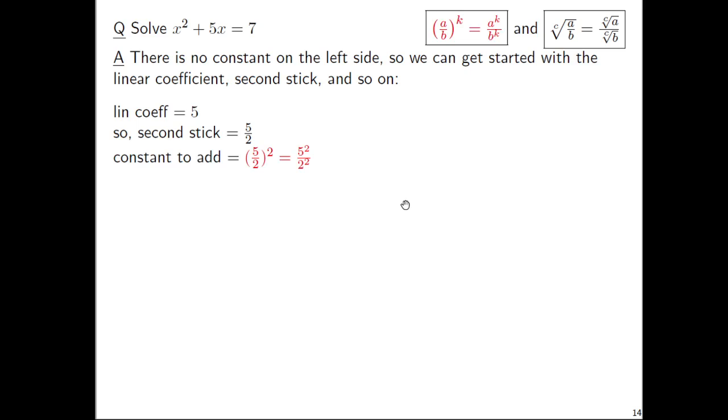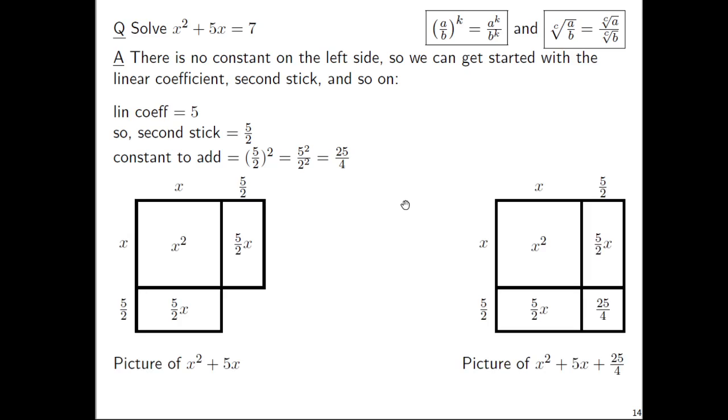Here's where the formula up at the top right, the first one, is going to be helpful. For a over b quantity to the kth, we have a formula that says that's going to turn into a to the k over b to the k. So we have 5 to the 2 over 2 to the 2, or 5 squared over 2 squared. So 25 over 4. So the simplified form of the constant to add to both sides is 25 fourths. So let's do that.